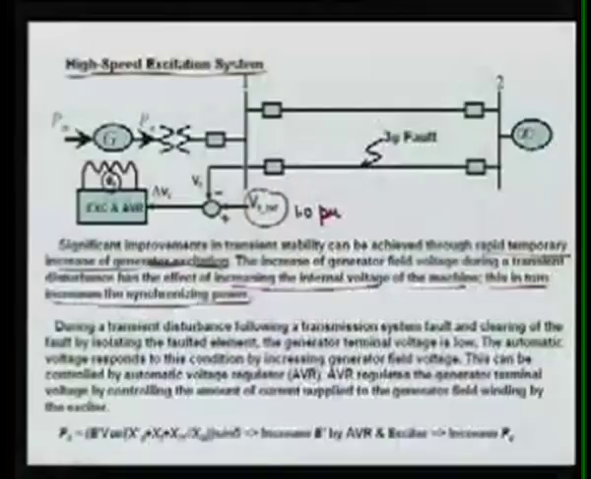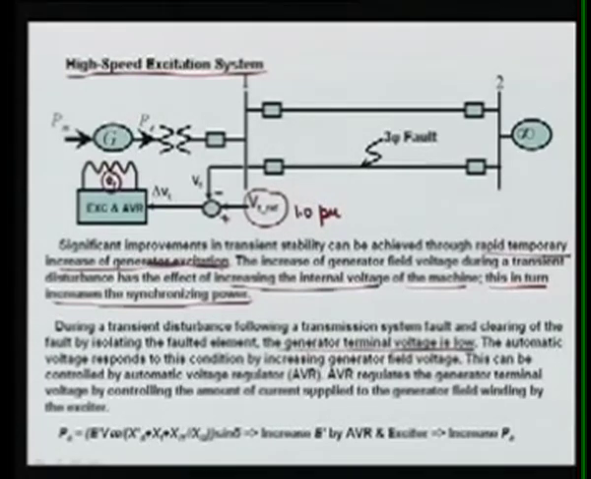During a transient disturbance following a transmission line fault and the clearing of the fault by isolating the faulted element, the generator terminal voltage is low. The automatic voltage regulator responds to this condition by increasing the generator field voltage. This is controlled by the AVR. The AVR regulates the generator terminal voltage by controlling the amount of current supplied to the generator field winding by the exciter.